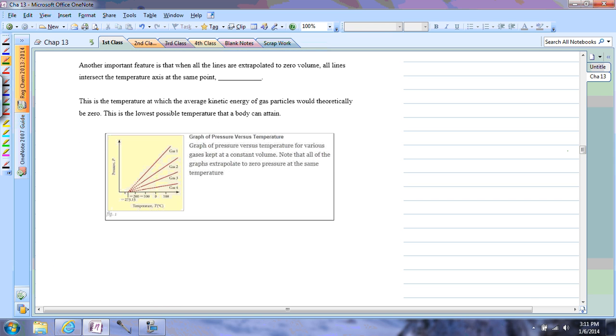Another important feature is that if we extrapolate all the lines backwards, we extrapolate to 0 volume at the same point, 0 Kelvin. Thus, this is the temperature which would theoretically be 0. You can't have a negative volume, and it's the lowest possible temperature that a body can attain.